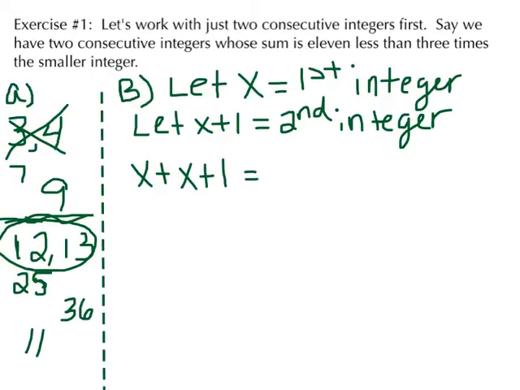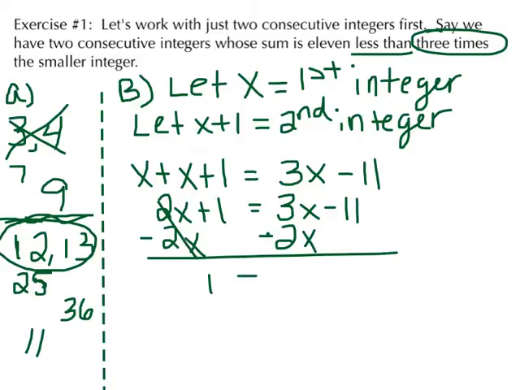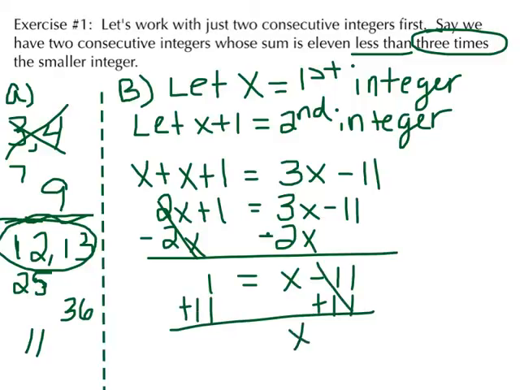So for 11 less than, the words less than right here are going to tell me to start at the back, so I'm going to start at 3 times the smaller. So 3 times the smaller, which is x, minus 11. Now all I have to do is my simple math, so x plus x is 2x, plus 1, which equals 3x minus 11. Minus 2x on both sides. Add 11 on both sides. x is going to equal 12.